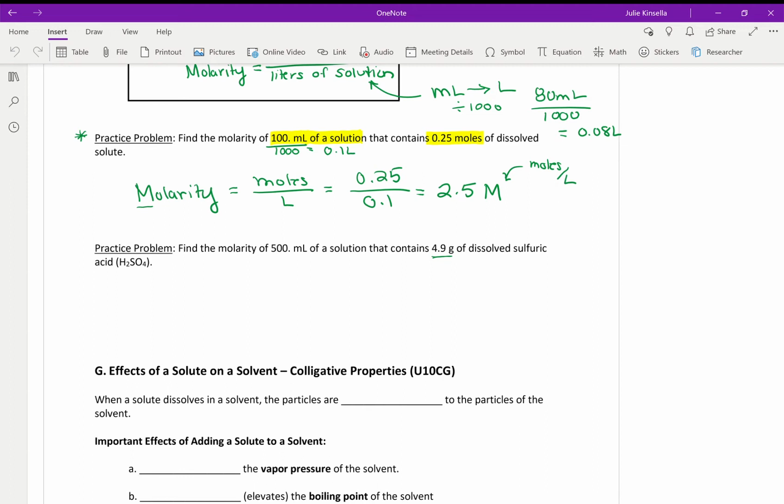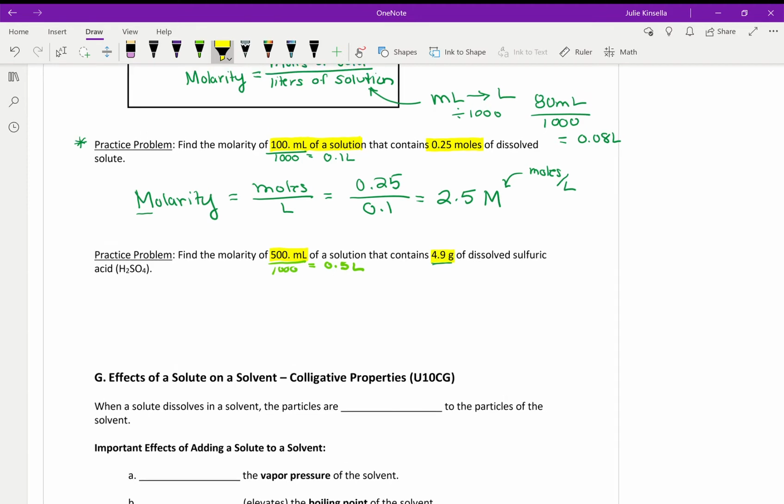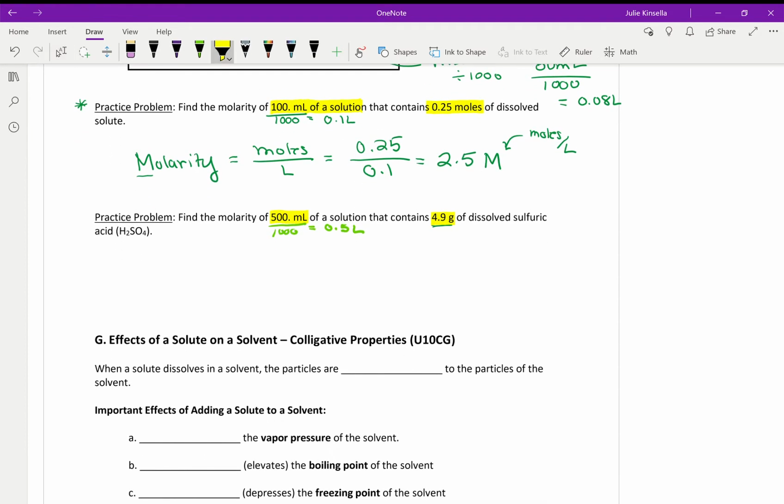So in this question, a couple of things. It's giving us the volume, 500 milliliters, which we know is going to have to be in liters. So I'm going to end up dividing this by 1,000, which is going to give me 0.5 liters. It also gives me 4.9 grams, which, looking at our molarity formula, well, grams isn't in there, so we're going to have to do an extra step here. And then it also tells us what compound the 4.9 grams is coming from.